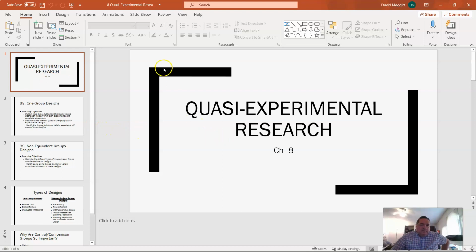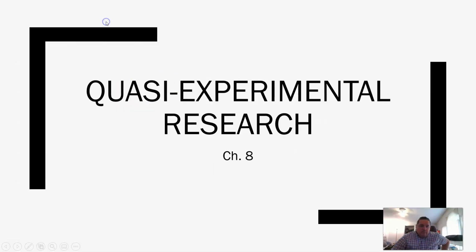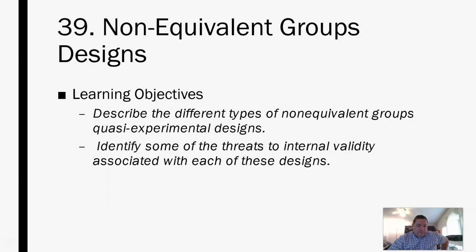So looking specifically at quasi-experimental designs, Chapter 8, Learning Objectives. Explain what quasi-experimental research is and distinguish it clearly from both experimental and correlational. Describe 3 different types of one group quasi-experimental designs. Identify the threats to internal validity associated with each of these designs.